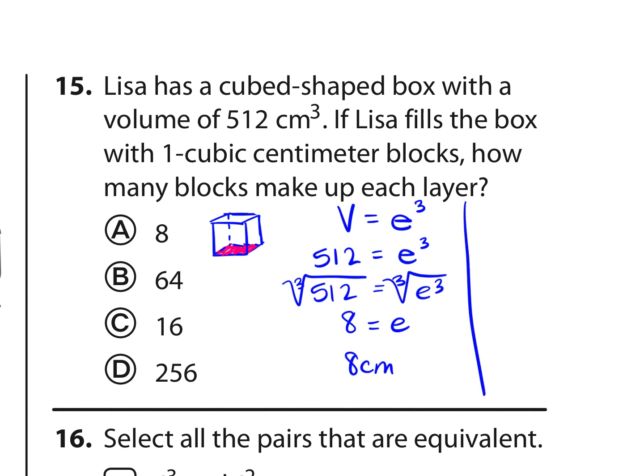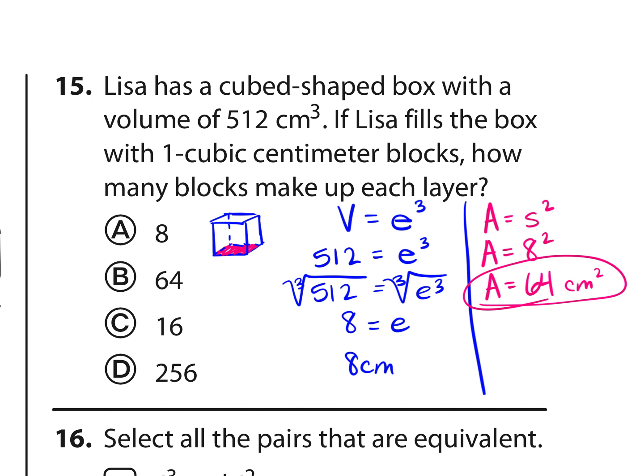But we want to know the area. We know the area of a square is just the side squared. Since that side is 8, when we square it, we get 64, and that is square centimeters. And that's how many blocks would take up that bottom layer. Answer choice B.